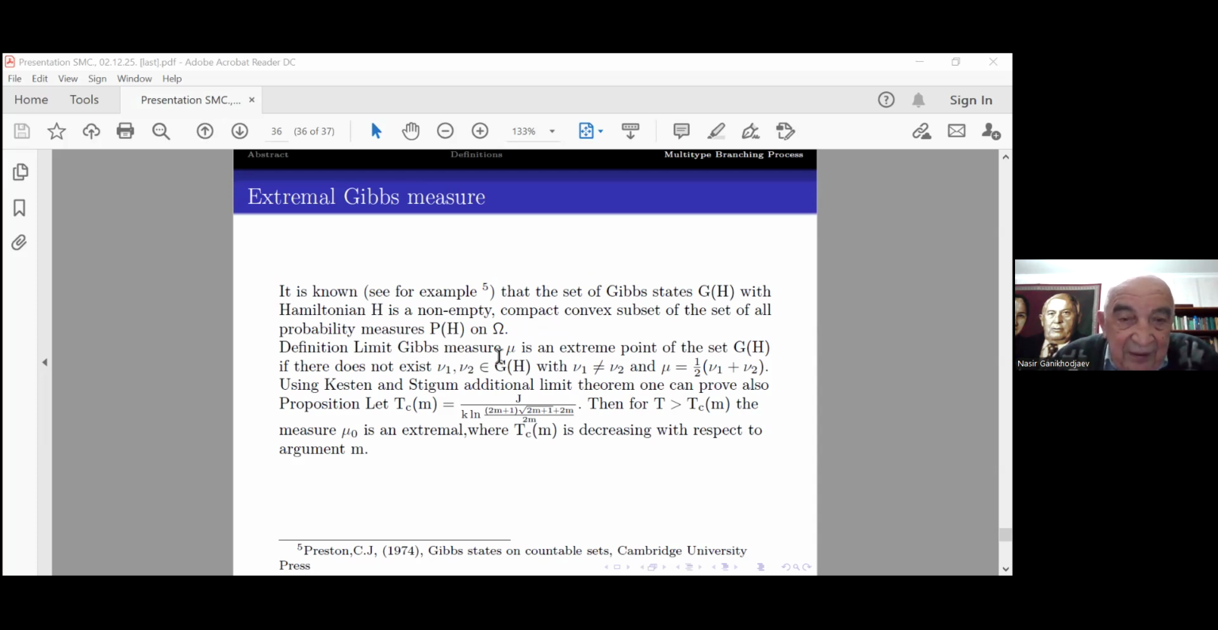Kesten-Stigum theorem. They prove that if lambda 2 squared is less than lambda 1, the same reduced condition, then our Gibbs measure will be extremal. It is known, for example, that the set of Gibbs states with Hamiltonian H is a non-empty, compact, convex subset of the set of all probability measures P_H on omega.